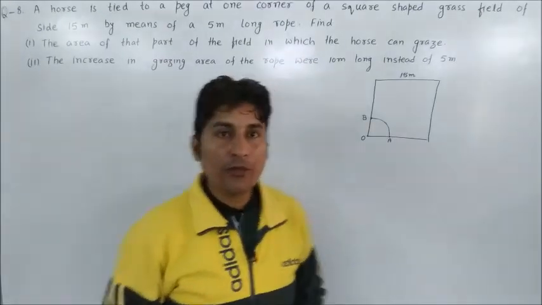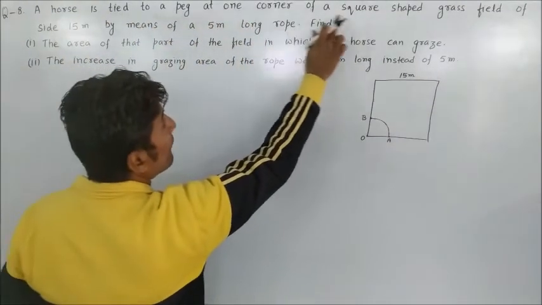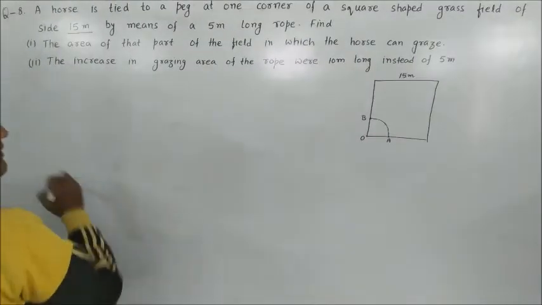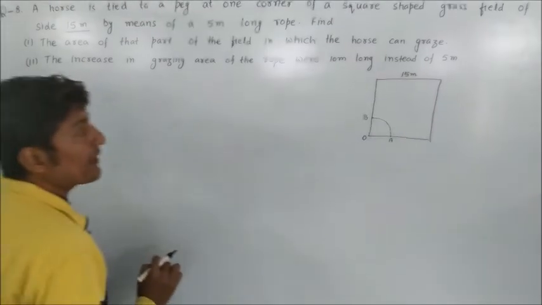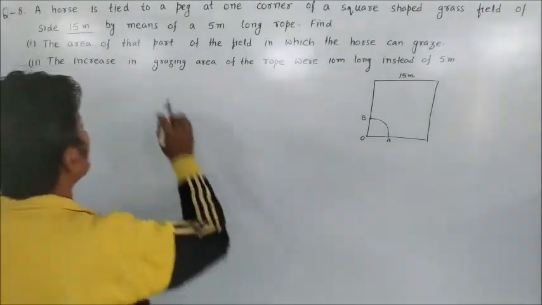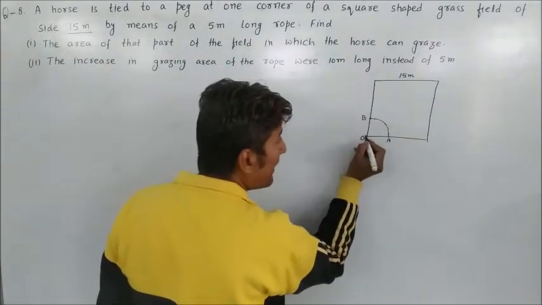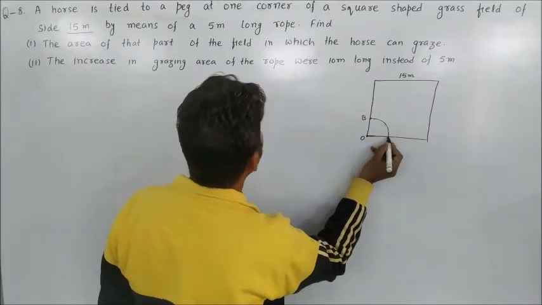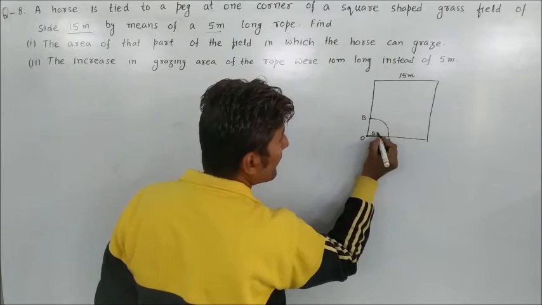Now let us have question number 8 of the same exercise. A horse is tied to a peg at one corner of a square-shaped grass field of side 15 meter. So there is a grass field. The side of this grass field is given 15 meter. By means of a 5 meter long rope, the horse is tied at one corner of this field. The length of rope is given 5 meter.